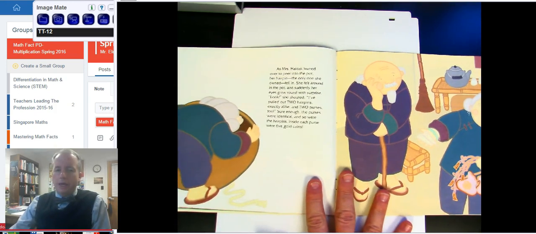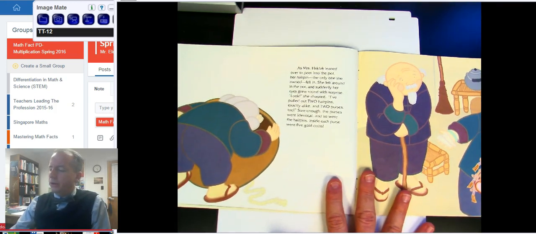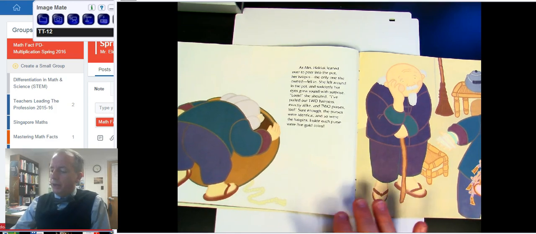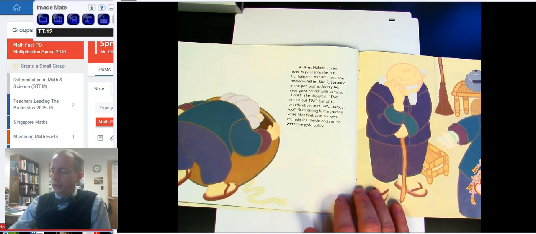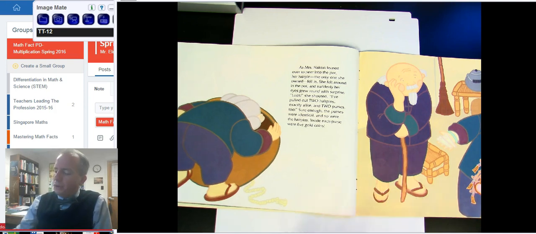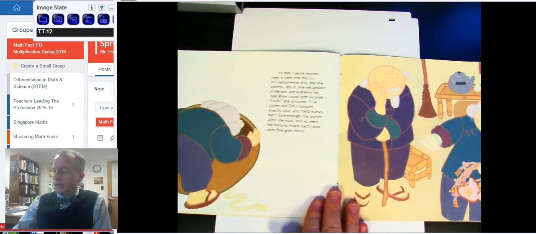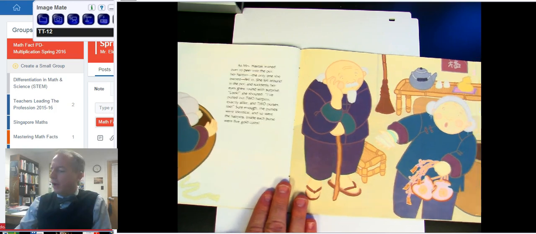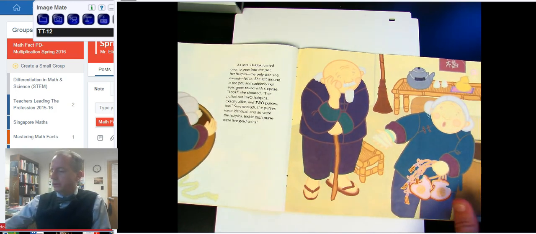As Mrs. Hack Tack leaned over to peer into that pot, her hairpin, the only one that she owned, fell in. She felt around in the pot, and suddenly her eyes grew round with surprise. "Look!" she shouted. "I pulled out 2 hairpins, exactly alike, and 2 purses, too." Sure enough, the purses were identical, and so were the hairpins, and inside each purse was 5 gold coins.